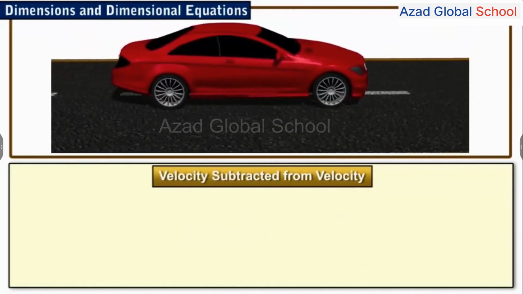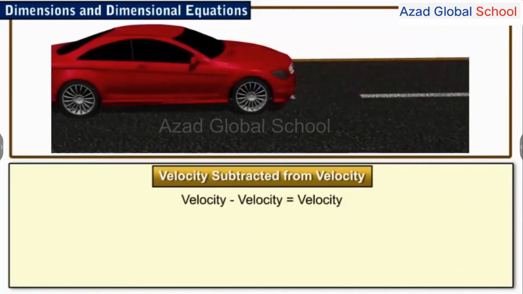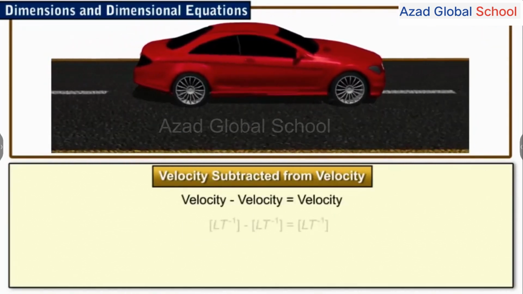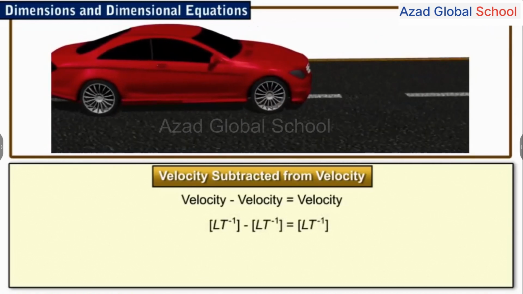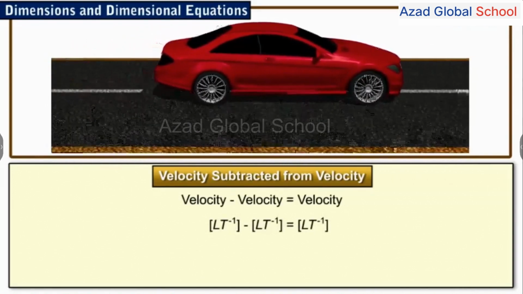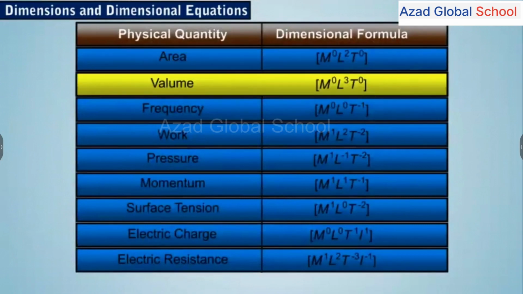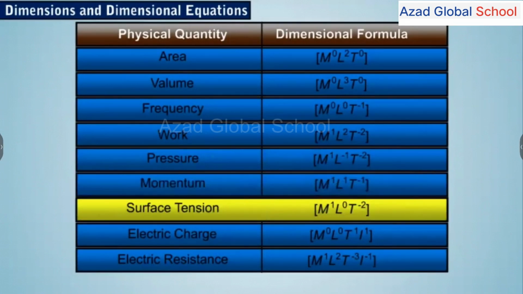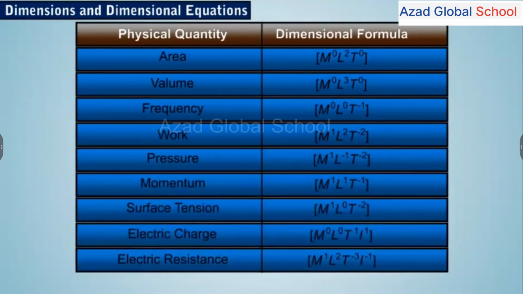Similarly, if velocity is subtracted from velocity, we get velocity. Thus, LT^-1 minus LT^-1 equals LT^-1. The table shows the list of some of the physical quantities and their dimensional formulae. You will learn about the applications of dimensional formula later in the course.